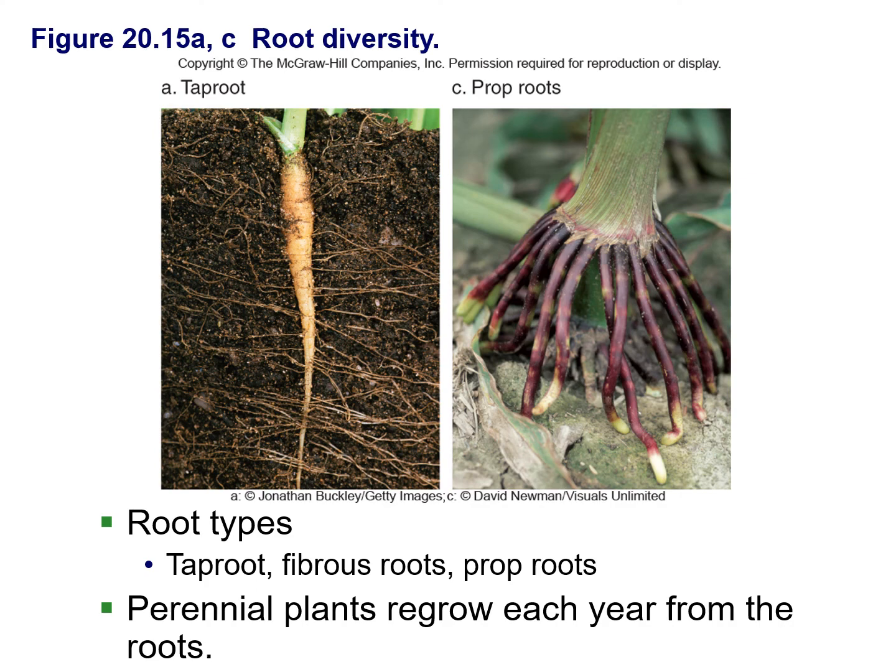Okay, and then of course perennial plants, they regrow each year from the root coming in and out. So perennial means that it's growing all the time. Annual means that it's growing once a season. So that's the differences there.